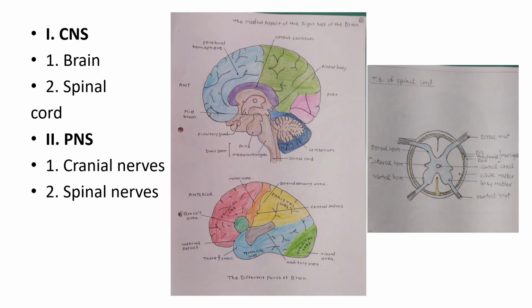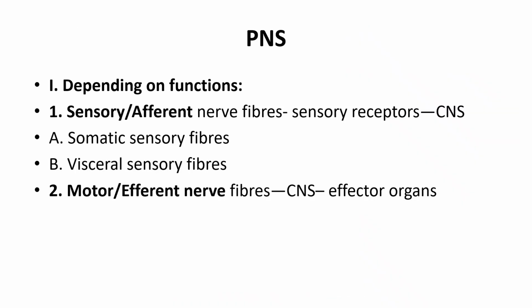So in this diagram you can see the central nervous system, which consists of brain and spinal cord, and the peripheral nervous system, which consists of cranial nerves and spinal nerves. The peripheral nervous system, depending on the functions, has two parts, that is sensory and motor. Sensory, also called afferent nerve fiber, carries stimulus from sensory receptors to the central nervous system. And motor is also called efferent nerve fiber, which carries impulses from the central nervous system to the effector organ.